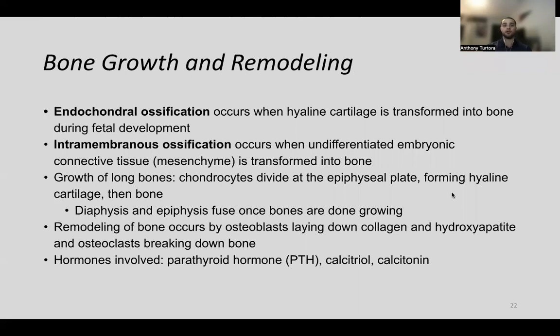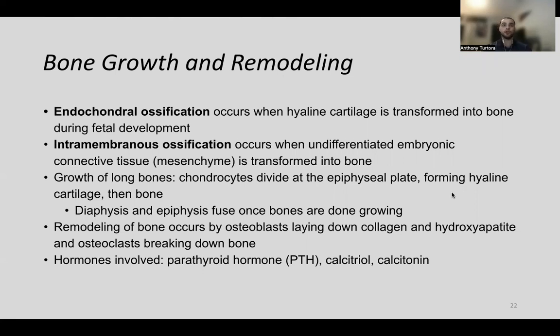So now here's where we'll talk about bone growth and remodeling, specifically endochondral ossification and intramembranous ossification. So most bone growth actually does occur by endochondral ossification. So this happens when hyaline cartilage is transformed into bone during fetal development. And intramembranous ossification is when undifferentiated tissue, which is called mesenchyme, is then transformed into bone. So that was in that previous question. That's why the answer was intramembranous ossification, because that mesenchyme will be transformed into bone in an infant's skull shortly after they are born.